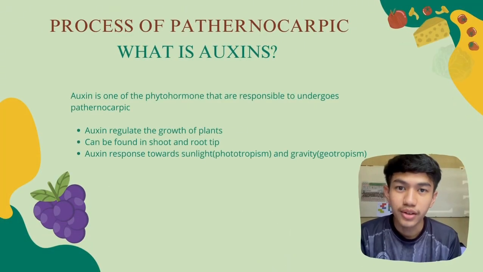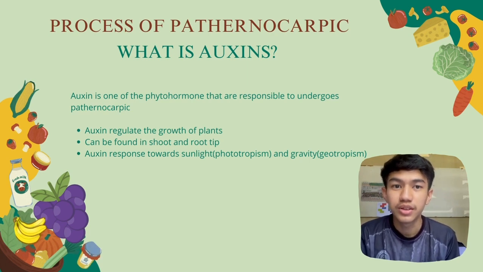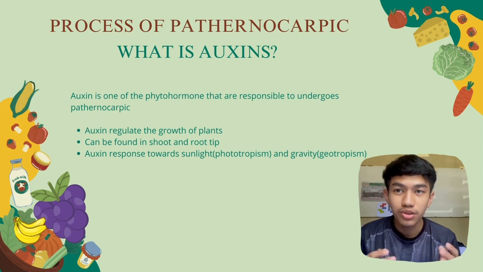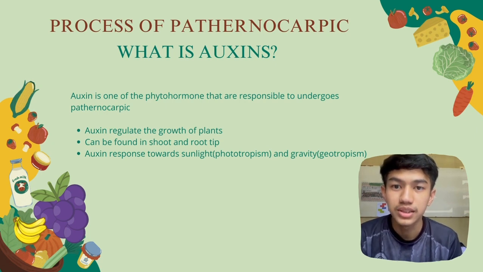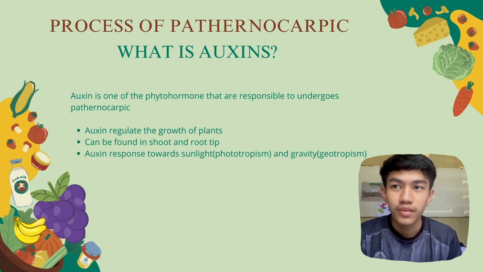We know that parthenocarpy is influenced by phytohormones. The first phytohormone is auxin. Auxin is one of the phytohormones responsible for parthenocarpy. Auxin hormone plays a crucial role in regulating various growth and development processes in plants. Auxin can be found in shoot and root tips. They promote cell elongation, which leads to extension of plant organs such as stems and roots.